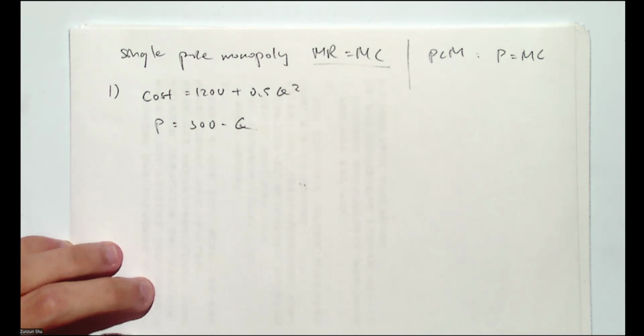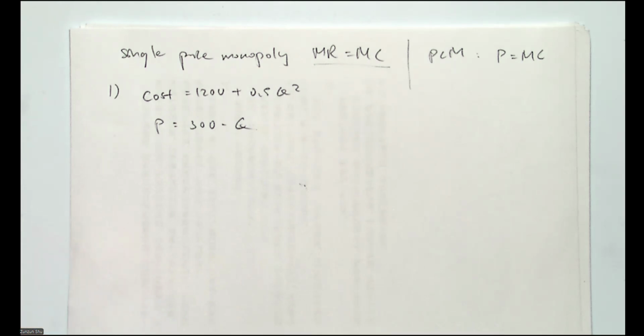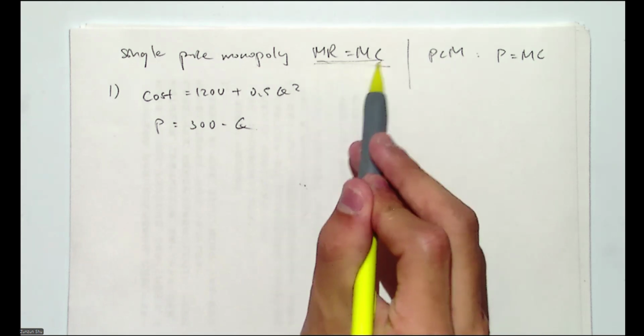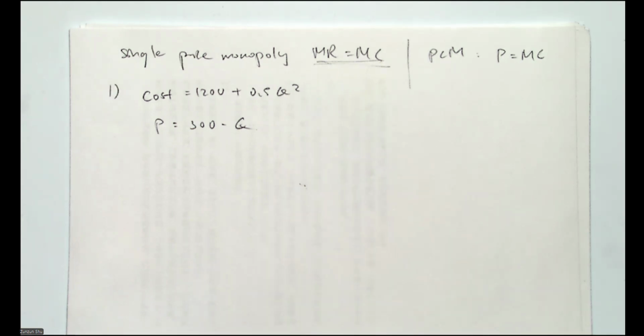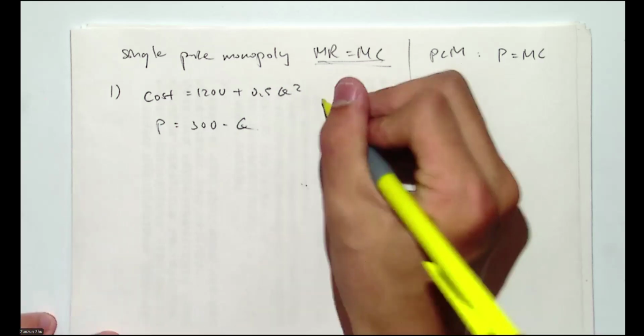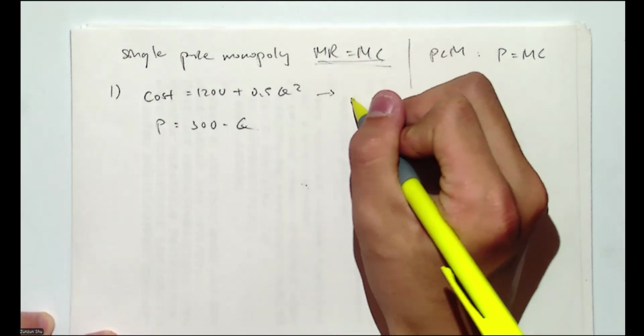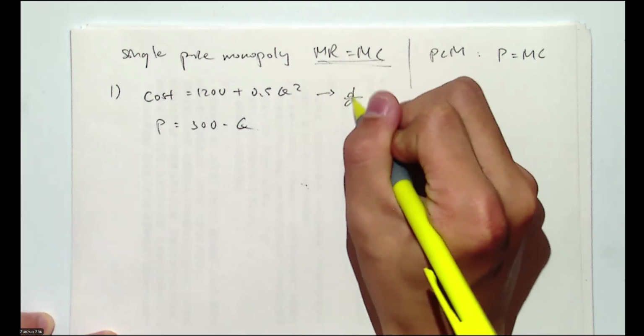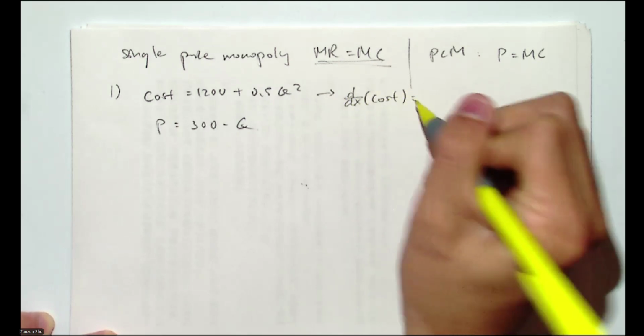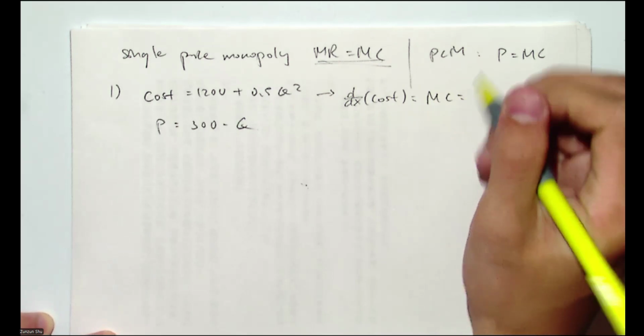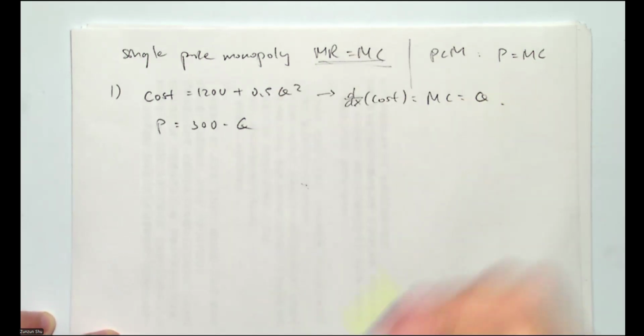Okay, so we do know this, but how should we proceed? All right, so when in doubt, and you see this monopoly, it's always good to remember your formula, MR equals MC, and see what are some ways we could make it into such. Okay, so I think by now you might have realized that we could just take the derivative of cost, which will give you MC equal to Q, right?